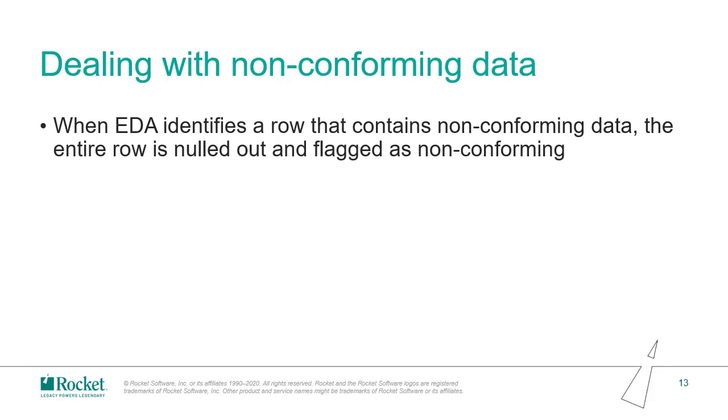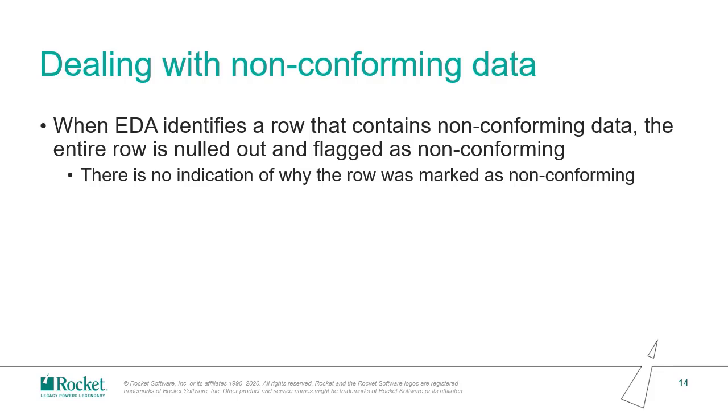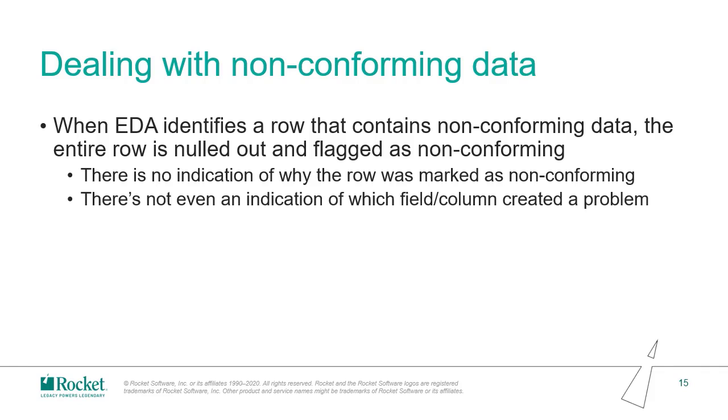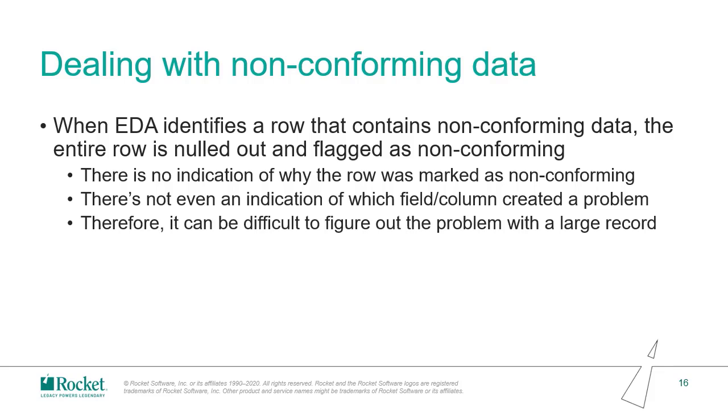So how do we deal with non-conforming data? Well, when EDA identifies a row that contains non-conforming data, that entire row is nulled out. Every column on that row is nulled out. And then there's a special column at the end that's non-conforming. It's a yes or no question. And if it's set as non-conforming, that means something is wrong. However, it doesn't tell you why it's wrong. Why is this row marked as non-conforming? It doesn't even tell you which column or which field created the problem.